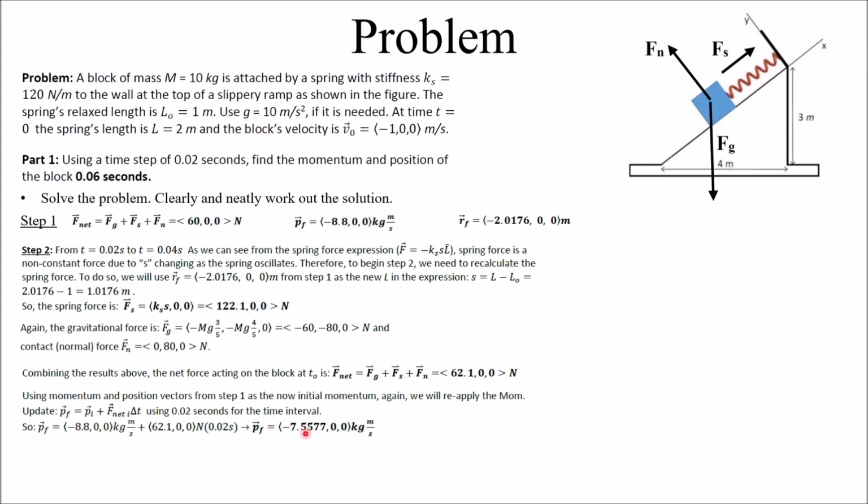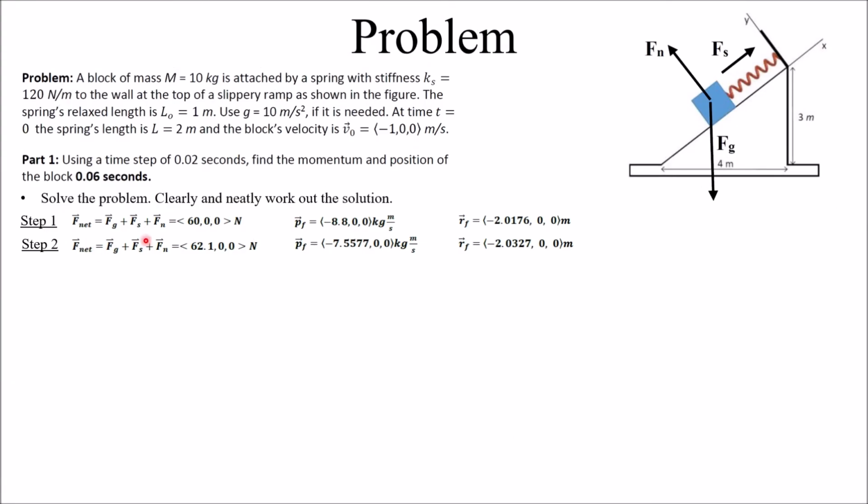And so we'll plug that new final momentum into our approximation for the position update. We do that, and we get approximately -2.0327 meters as our new position. Notice how we're a little bit farther down the ramp now than we were before.